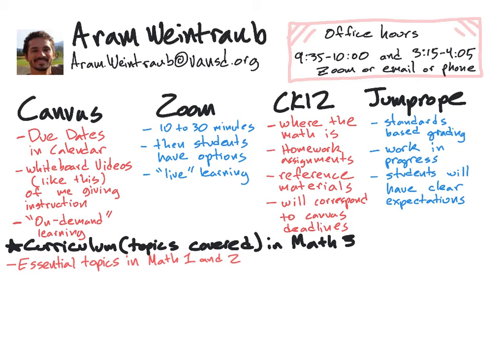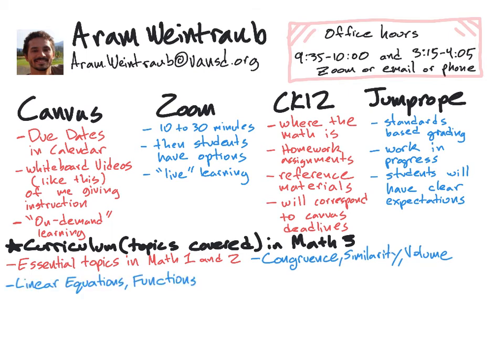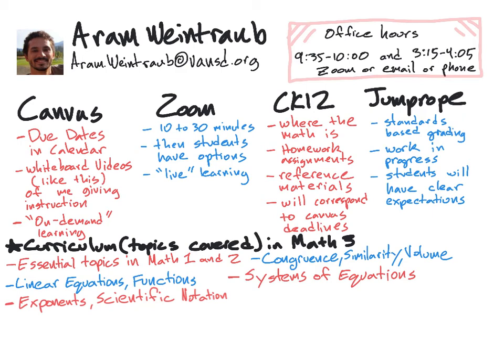This is Curriculum Night, so let's go over the topics covered in Math 3. First, we'll have a review of the essential skills and topics from Math 1 and 2. Then we'll move on to congruence, similarity, and volume, all topics in geometry. Then linear equations and functions, which you could think of as graphing. Then there are systems of equations. Then exponents and scientific notation. And then finally, irrational numbers and the Pythagorean theorem.